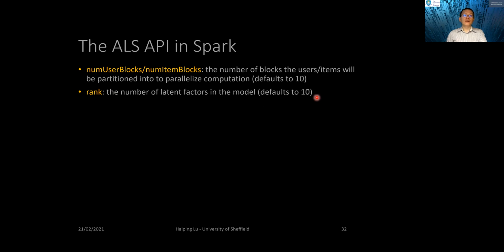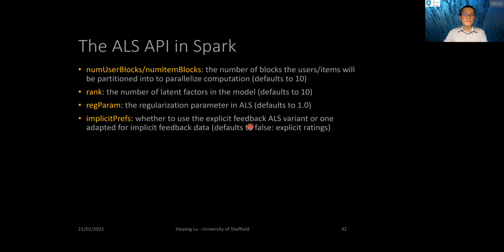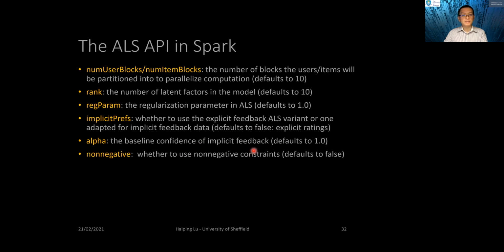So the rank is the K in our previous slide. That is the dimensionality for each of the factors. The regularization parameter is the lambda in our objective function. And there's a Boolean parameter called implicit preference. This indicates whether to use explicit feedback or implicit feedback. And alpha is a baseline confidence for implicit feedback.